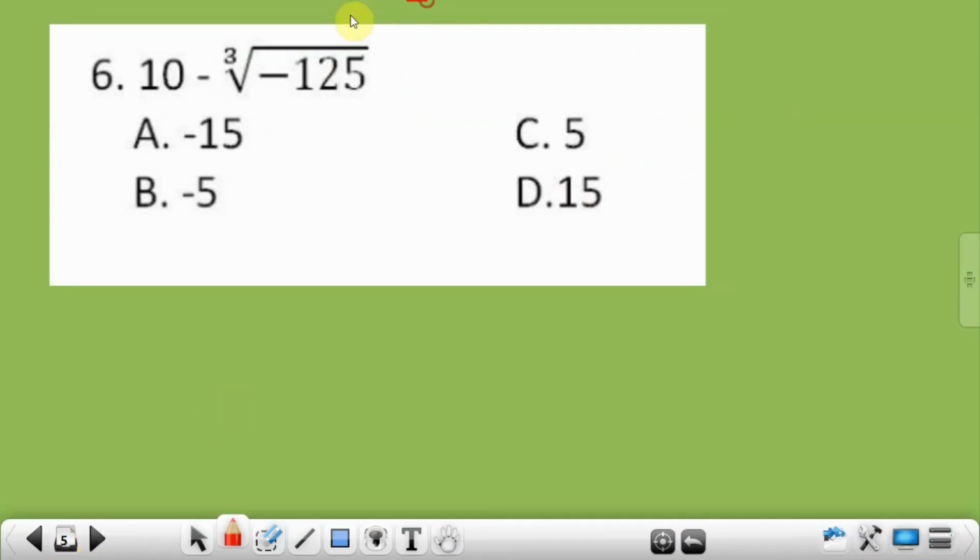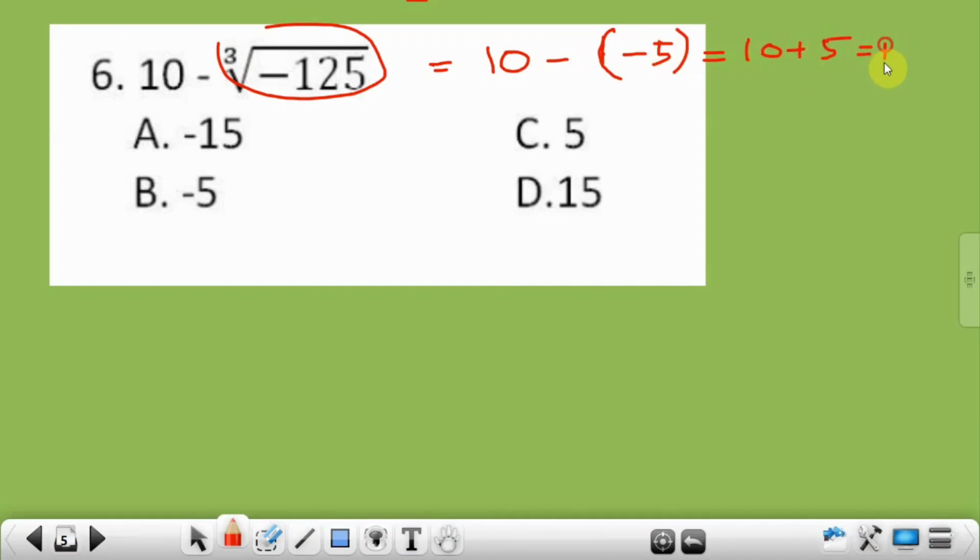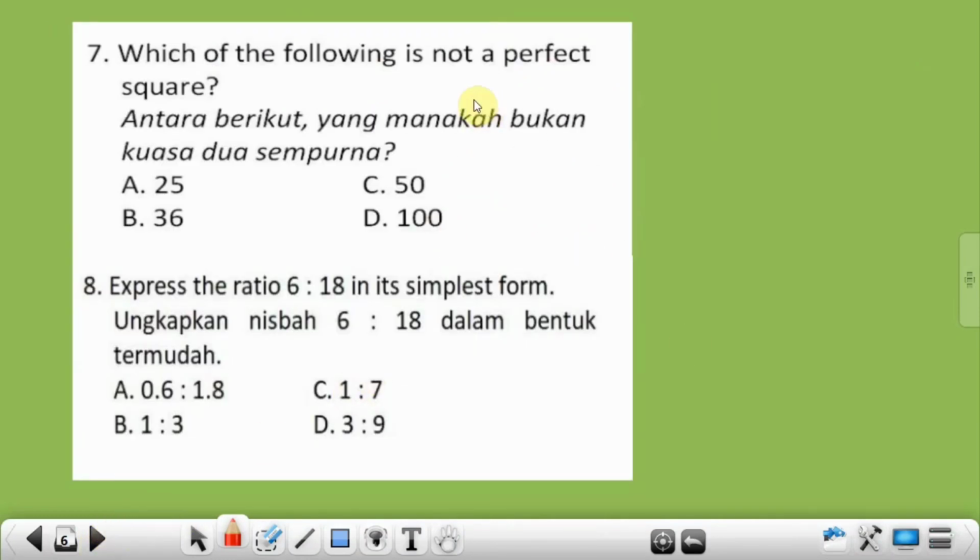Next. Alright, so here, we simplify this. Okay, this one, the cube root of negative 125 is negative 5. Okay, you can just check with your calculator if you don't know. So the multiplication of negative sign and negative sign is positive. So here you will get 15. The answer.